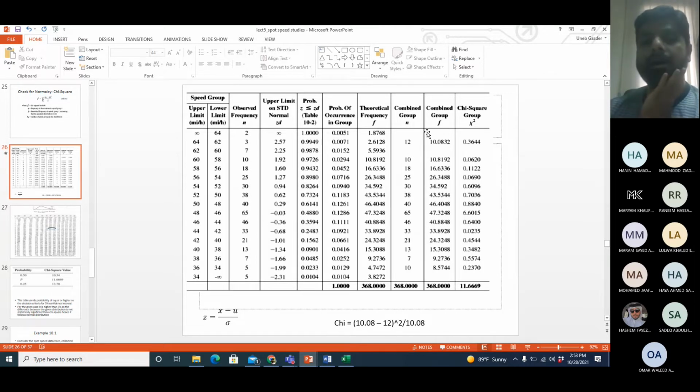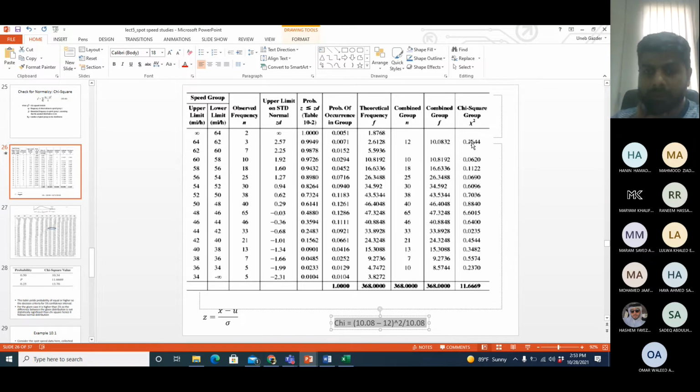So how do I calculate the chi-square here? This is the equation. This is the sample for the first group, the first set of the merged groups. So f is 10.08, n is 12. So (10.08 minus 12) squared divided by the f value, which is 10.08. So this will give you the chi-square for the first group.